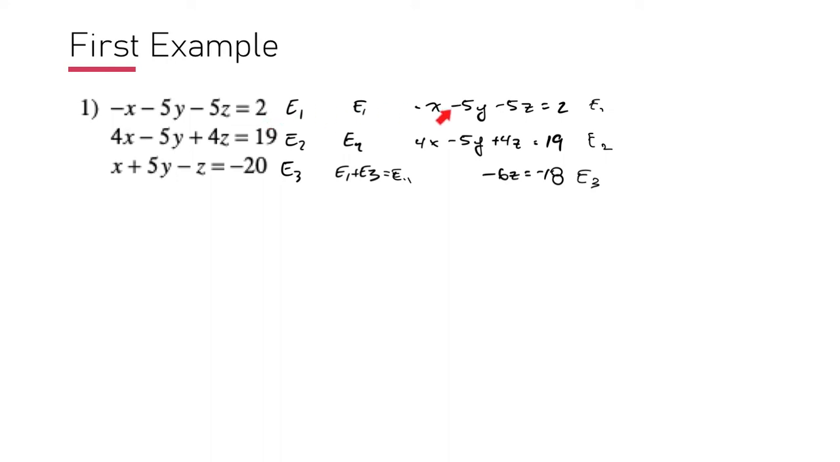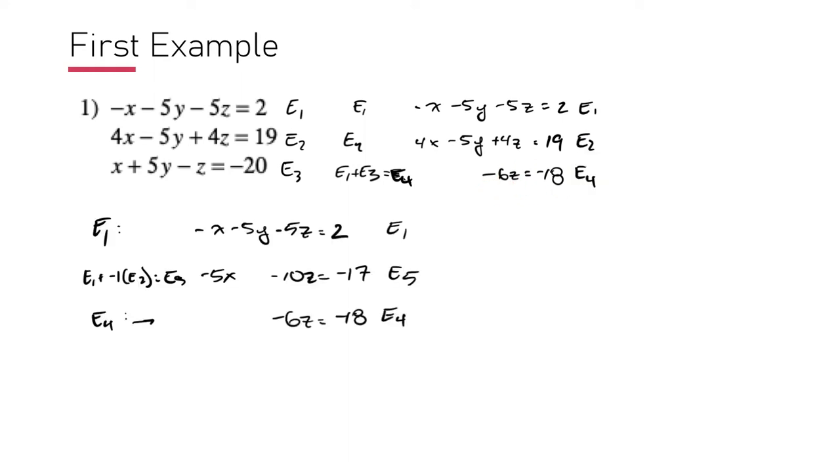I rewrote equation 1, it's unchanged. I rewrote equation 2, it's unchanged. I changed equation 3, so I added the first equation to the second equation to get a new equation. That's equation number 4. My handwriting's bad. In equation number 4, if you add negative x and x, it cancels. If you add negative 5y and positive 5y, they cancel. Negative 5z plus negative z is negative 6z. 2 plus negative 20 is negative 18. Now I can actually solve for z.